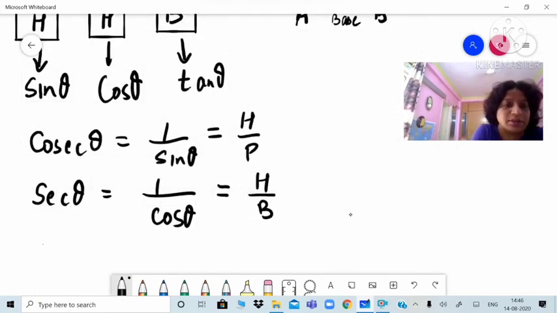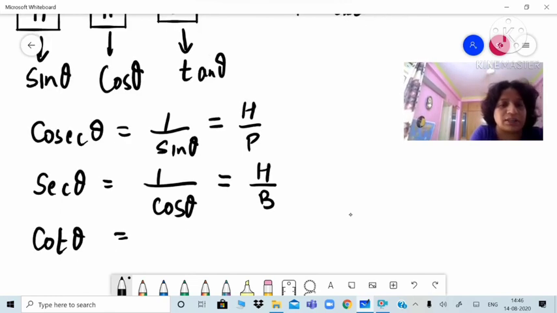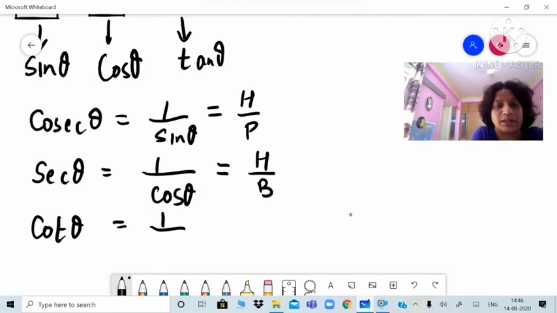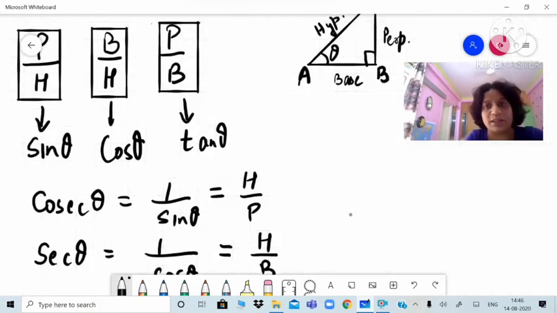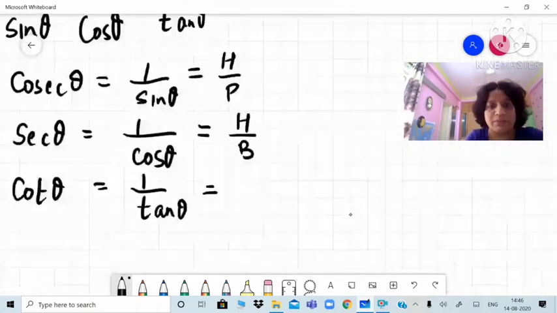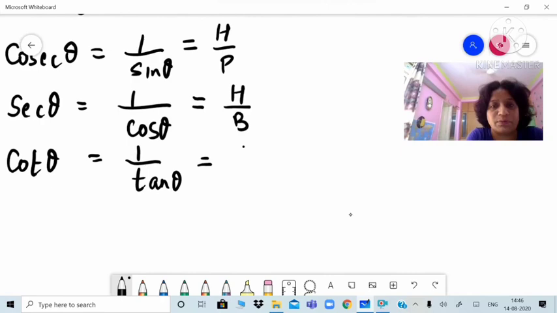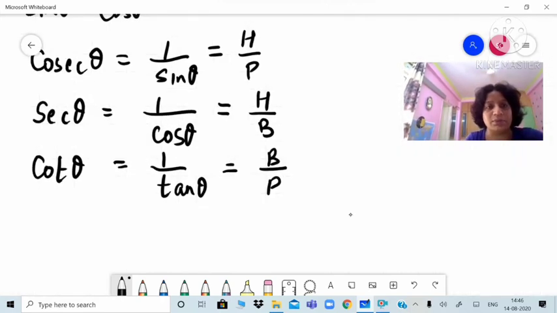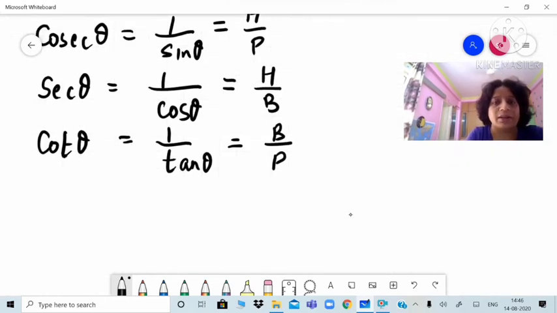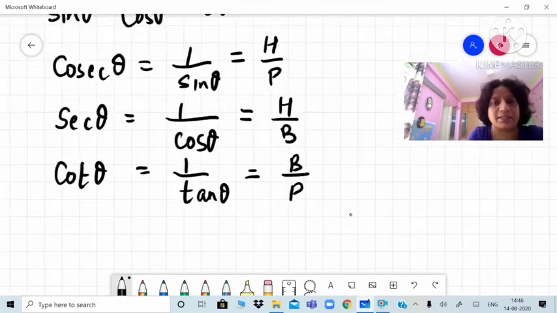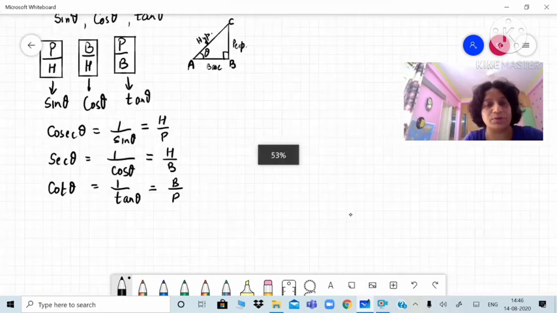Next is your cot of the angle, and cot of the angle is the reciprocal of tan of the angle. So tan of the angle we had found out is perpendicular upon base. So the reciprocal of perpendicular upon base is base upon perpendicular. So I hope till here it is clear to you. Now next we will be having the identities. I will just show you all together.